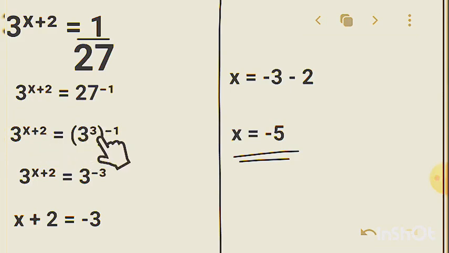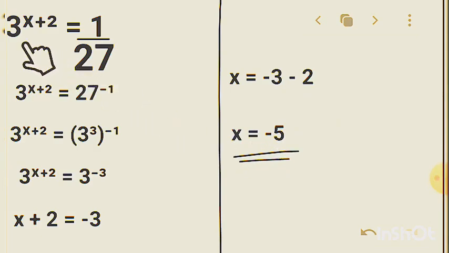27 is 3 raised to the power 3. We put it in bracket and the minus 1 is outside. Remember, if we remove the bracket, we multiply the power, so we multiply 3 by minus 1, we'll get minus 3. So because the bases are the same, the bases are both 3, we equate the exponents. So x plus 2 will be equal to minus 3. Now because we are looking for x, we take 2 across the equality sign, it becomes minus 2. So x is equal to minus 5. So minus 3 minus 2 is minus 5.